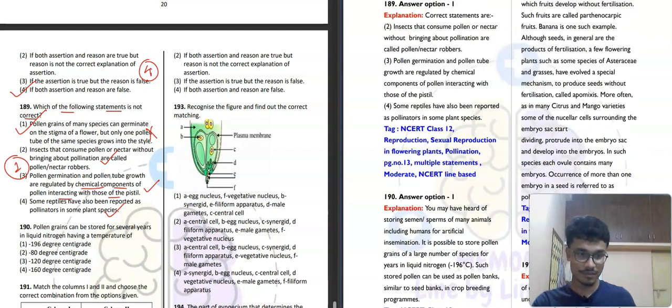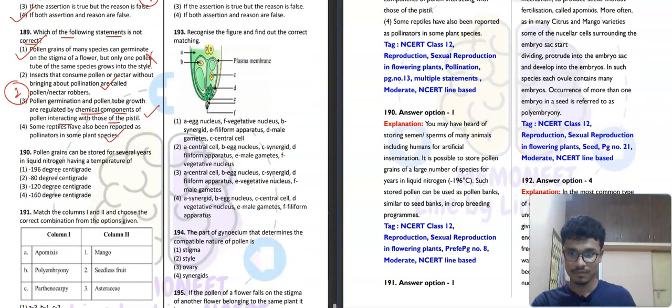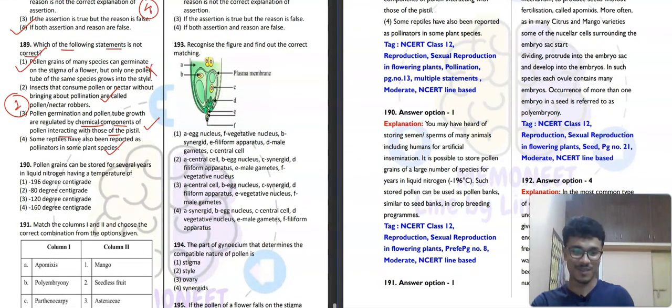190. So this is directly from the NCERT, you can see that. Pollen grains can be stored for several years in liquid nitrogen having a temperature of negative 196 degrees Celsius. The options are negative 80, negative 120 or negative 160. So this is just like from the NCERT line, negative 196 liquid nitrogen temperature, we know that. The first option will be the correct answer.